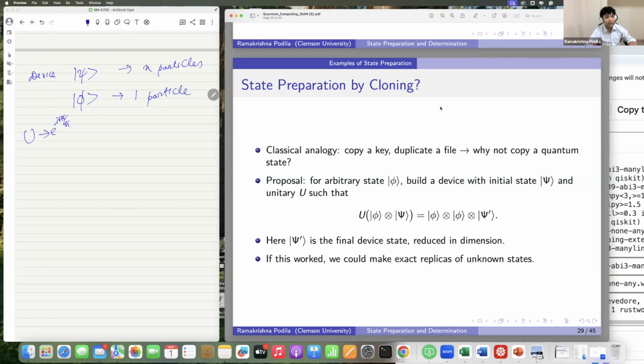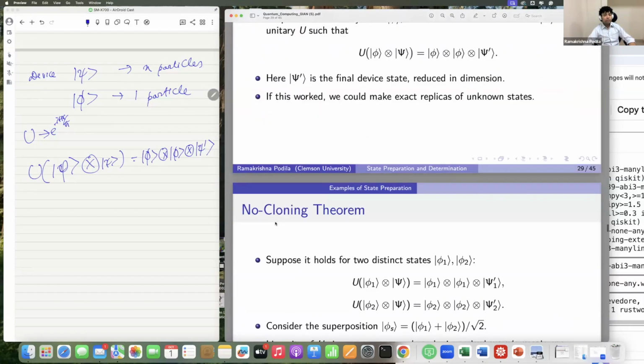After some time, what I'm going to get is the device with n-1 particles and the original particle along with a copy of the particle. That is what cloning means: I have a unitary U acting on phi, that is my particle, and psi, and then I'm going to get phi, phi, and psi prime. I'm writing it as psi prime because psi prime has n-1 particles. So that one particle is taken out from the device and put into the state phi, right? So if this works, then we can make exact replicas, right? Then we'll show why it can't work.